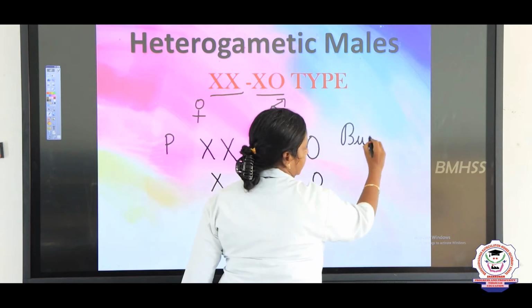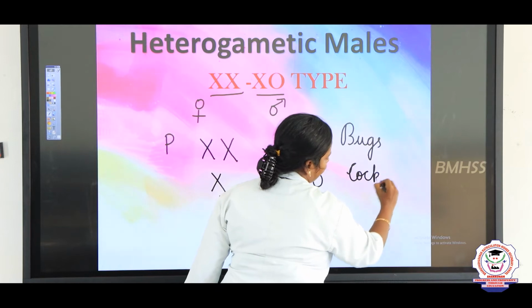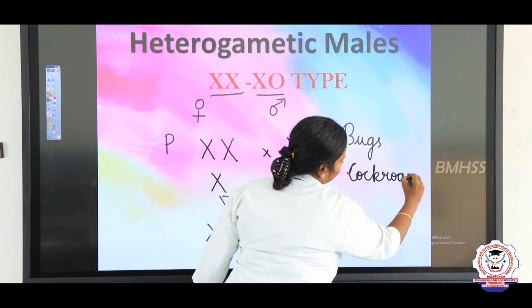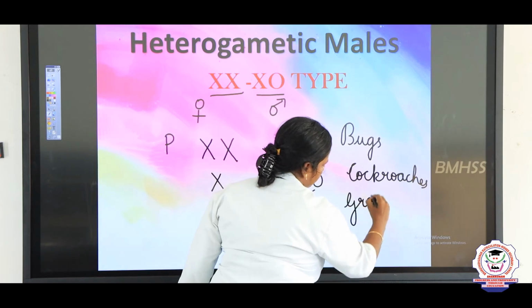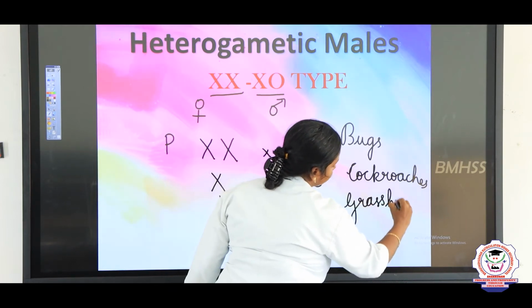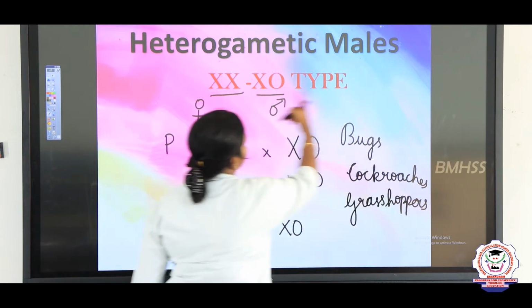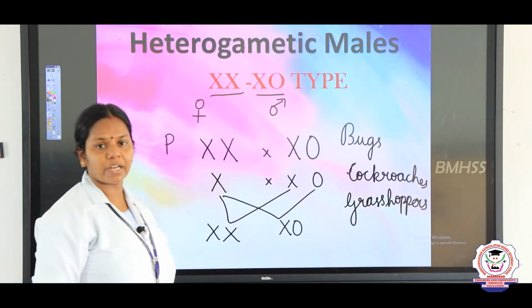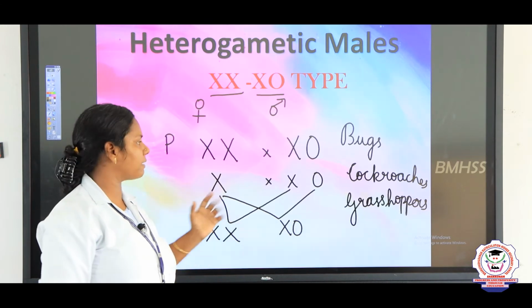cockroaches and grasshoppers. Many book back questions are asked from this topic, children. They will give the determination type, like XX, XO is found in, another type XX, XY is found in, and like that they will be asking.